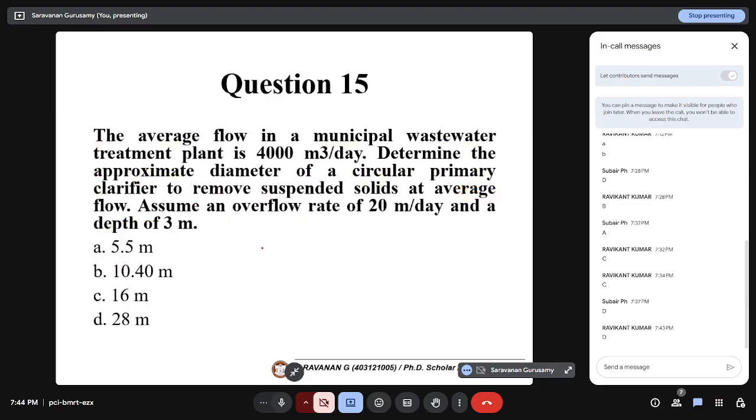Okay. Last question. The average flow in a municipal wastewater treatment plant is 4,000 meter cube per day. Q is given, 4,000 meter cube per day. Please play with the units. You will get the answer. Meter cube per day, convert day to hour, minute to second, anything you can do. Determine the diameter of the circular clarifier. We have a circular clarifier. We need to find the diameter. Okay, that's the question they are asking.